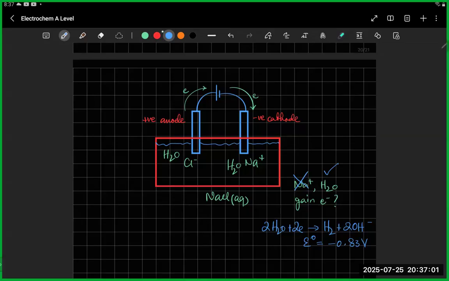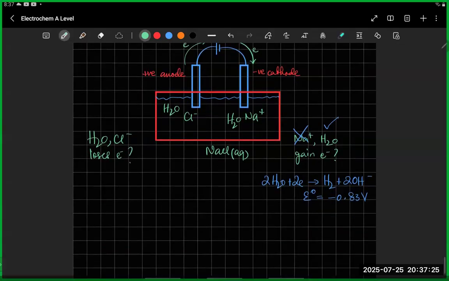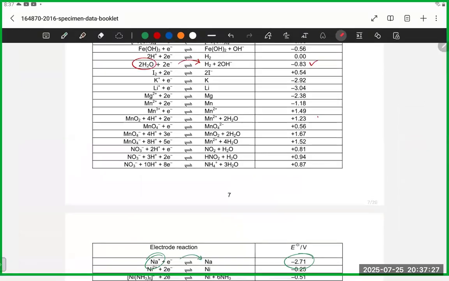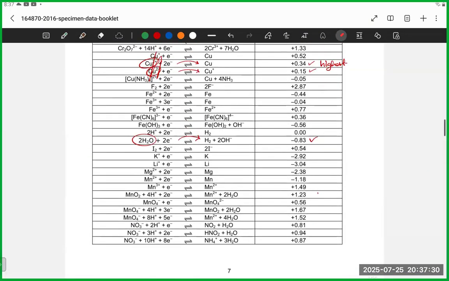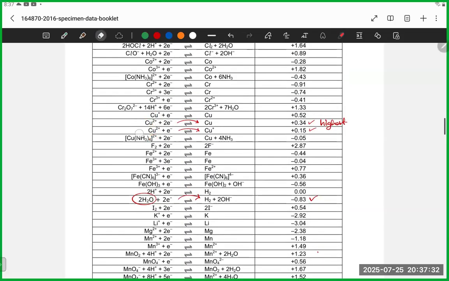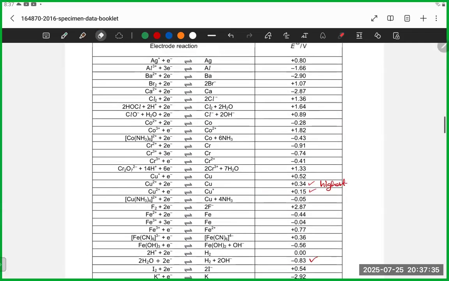So on the other side, I've got two species, and they want to lose electrons. It's either water that loses electrons, or it's Cl minus 1 that gives the electron to the battery. Out of these two, I have to decide who loses electrons. Is it water, or is it Cl minus 1? So go back to the data booklet, find water and Cl minus 1. Now you're going to look for the equation in the backward direction, because you want them to lose electrons.